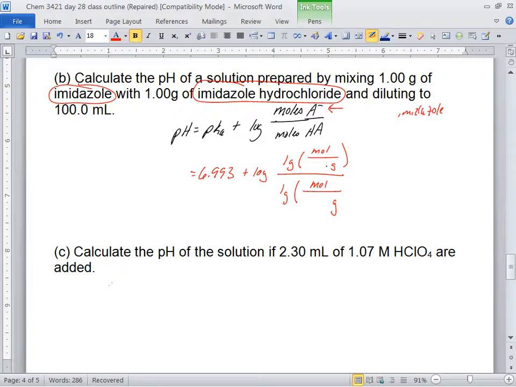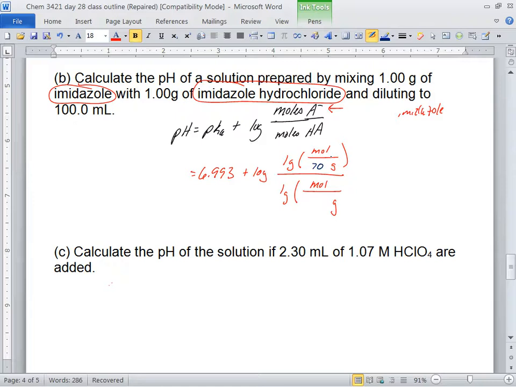So the imidazole, did anybody get the molar mass of that one? The A minus? 170? No, I'm sorry, just 70 for imidazole. Just 70 for imidazole? Yeah. Anybody else get 70 for imidazole for A minus?